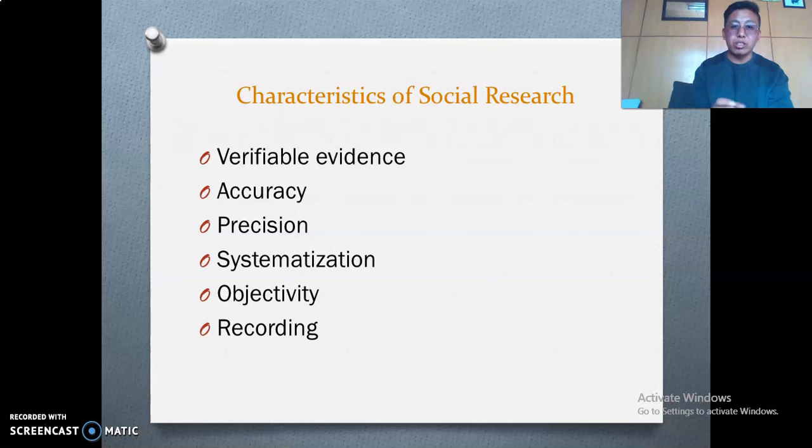And then systematization. Systematization means, as we said, research is what? It is a systematic investigation. When we do investigation, it means we study something. When we study any social problems or issues, we follow certain rules and regulations. We follow certain structures, certain research frames, and accordingly we carry out our research. It should have certain steps that we have already discussed in our first lecture. And then objectivity. Objectivity means a researcher should study any social problem as it is.